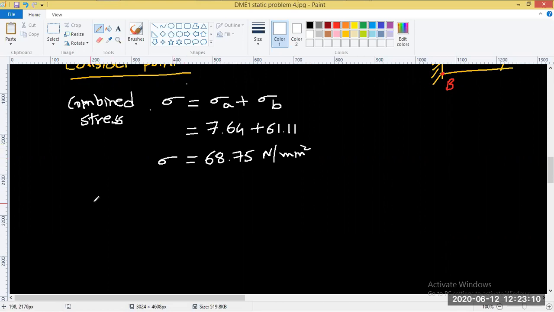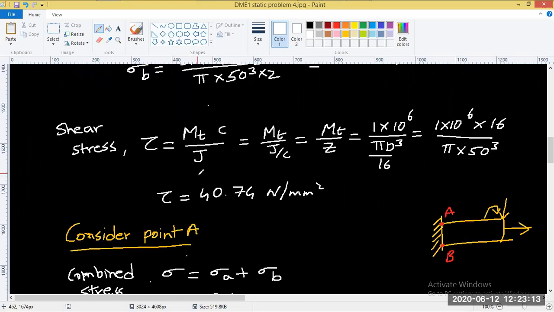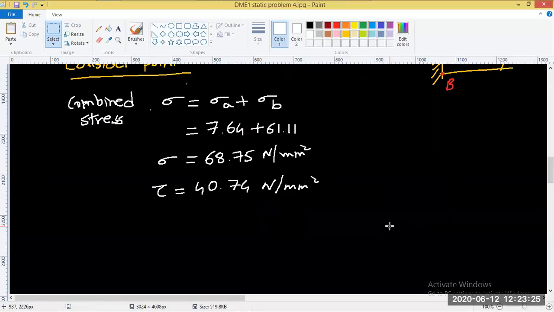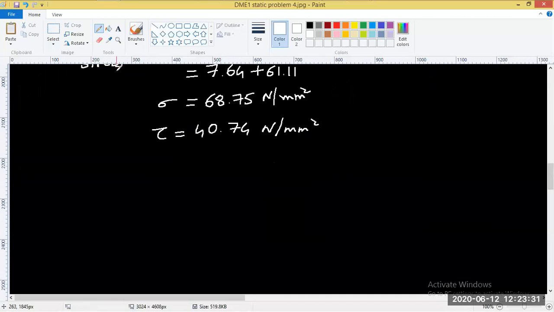Now if I go for shear stress, there is no other combination. So shear stress, I can write it as it is. So this is the value of shear stress. You can write it as it is here. Okay. So now I need to link this. So for linking, I'm using the principal stress equation, that is sigma 1 comma 2 is equal to.